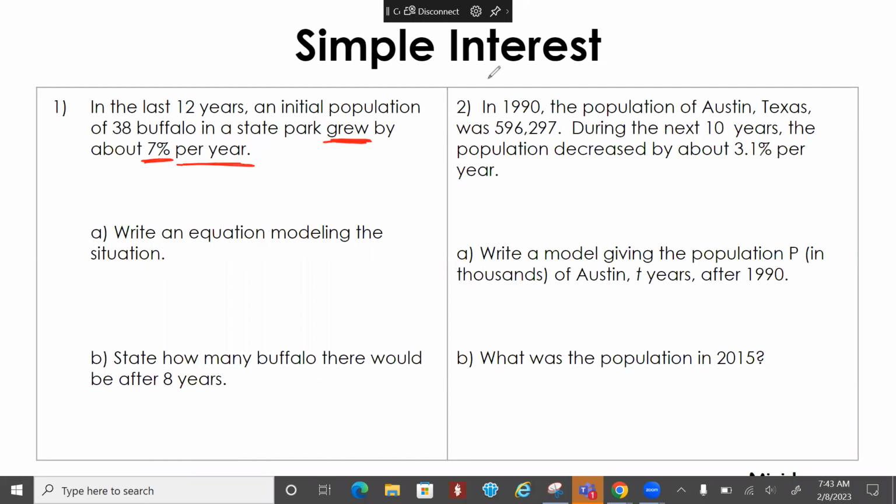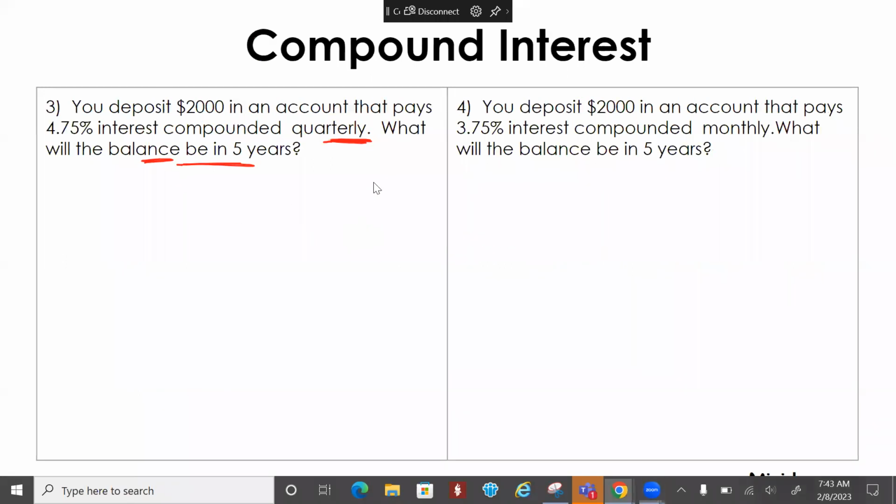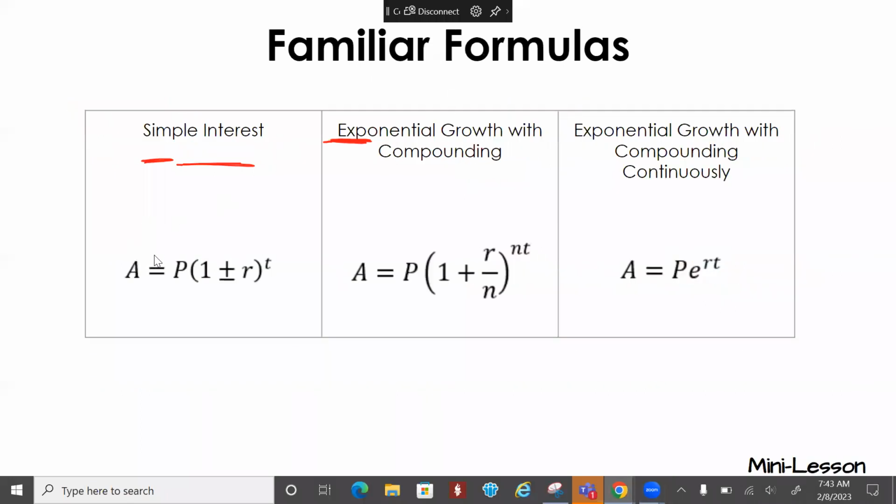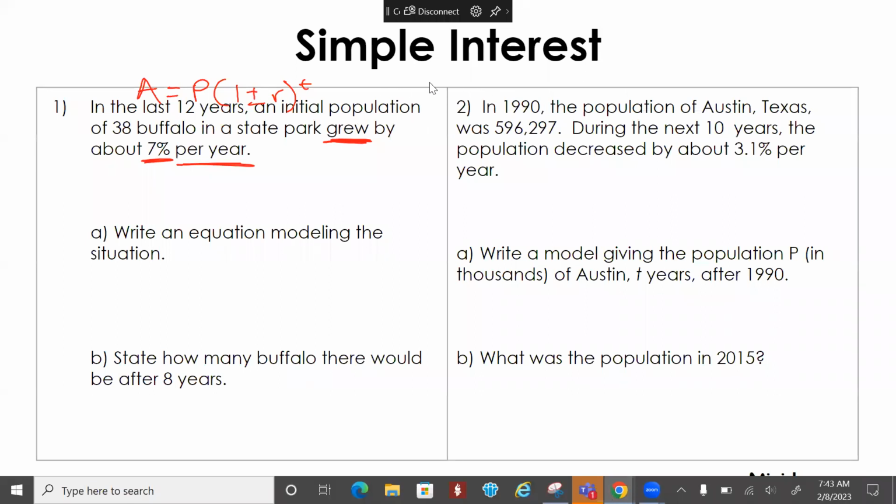So they said that we're going to use simple interest, right? So we're going to use the formula from the previous page: A equals P times 1 plus or minus R raised to the T. I'm going to go ahead and copy that down. A equals P times 1 plus or minus R raised to the T.